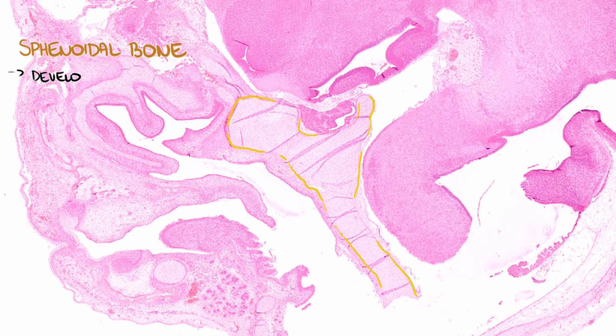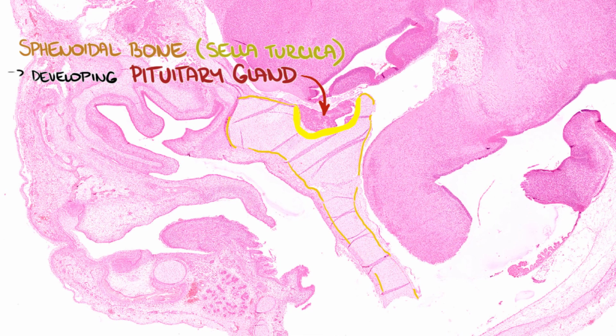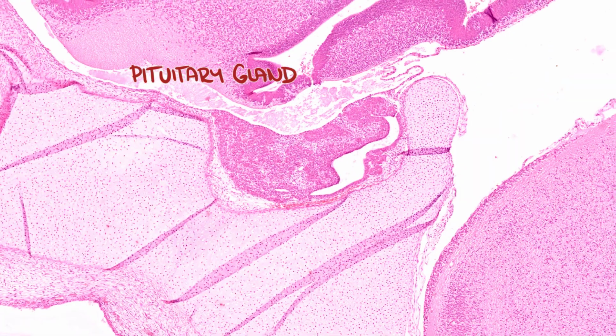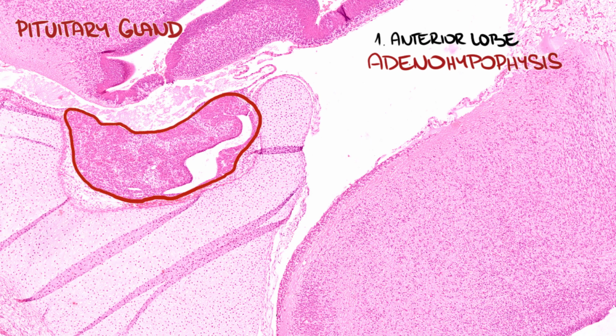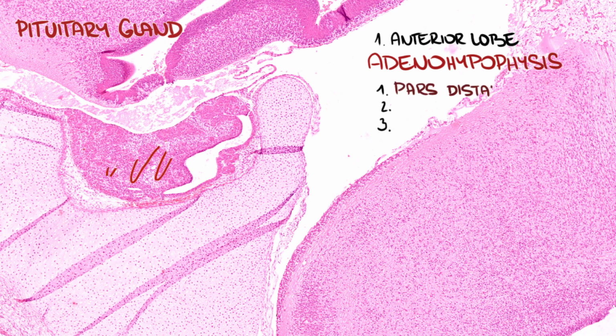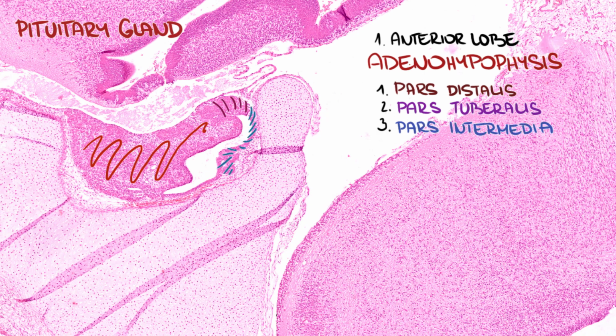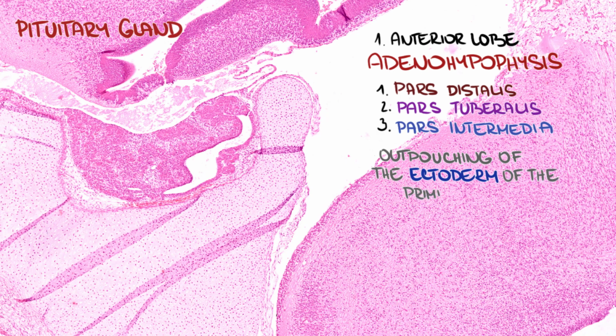In the area of the sphenoidal bone, we can see the developing pituitary gland in the area of the sella turcica. The anterior lobe of the pituitary gland, or the adenohypophysis, is composed of three parts: pars distalis, pars tuberalis, and pars intermedia. It arises as an outpouching of the ectoderm of the primitive oral cavity called the stomodeum, in the form of a so-called adenohypophyseal or Rathke's pouch.